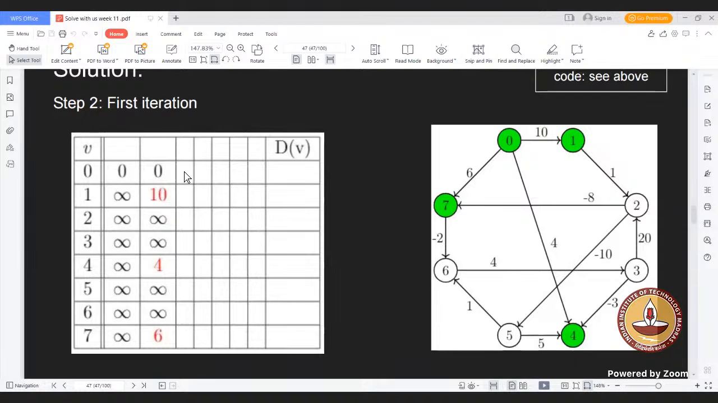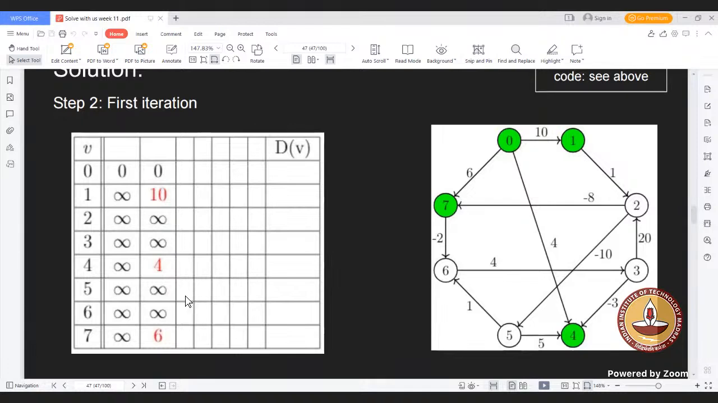What will the value be here? 0. What is the value here? 10. What is the value here? 11. How 11? 0 to 1 and 1 to 2. So here there will be 11. What is the value here? Infinity. Correct. What will be the value here? 4. It will remain the same.